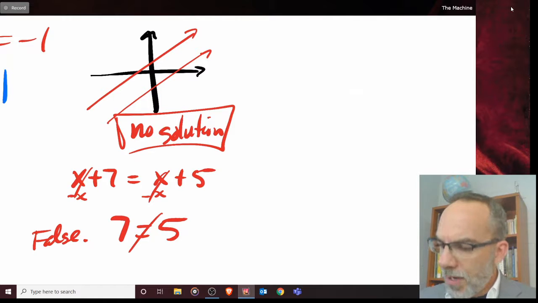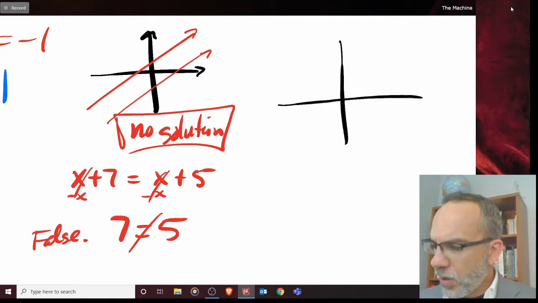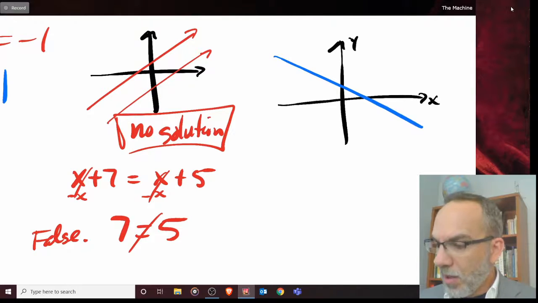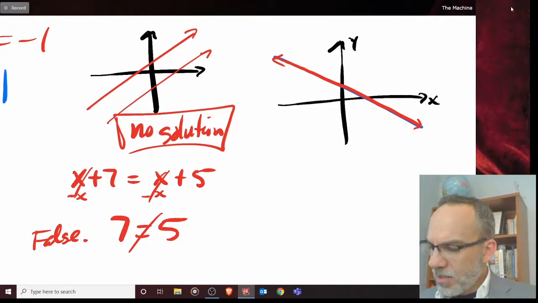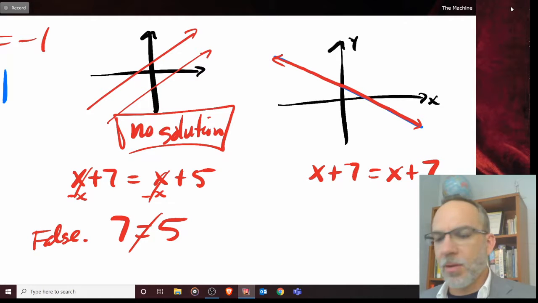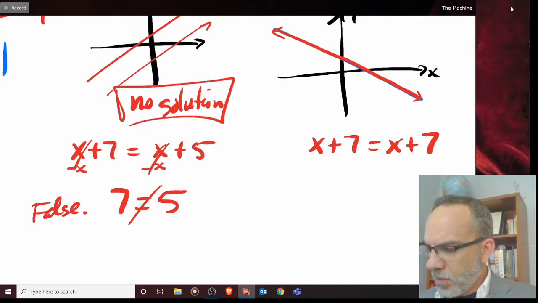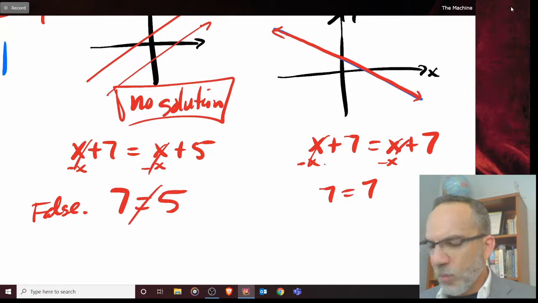You also had an alternative where you had two lines that really were the same thing, and this is the x and this is the y. So you had a line that maybe looked like this, and then you had another line that was the same thing, right on top of it. What does that look like? You would get something like x plus 7 is equal to x plus 7. You remember this from regular algebra? You would subtract x, and these would cancel, and you would get 7 is equal to 7. That would be an identity.